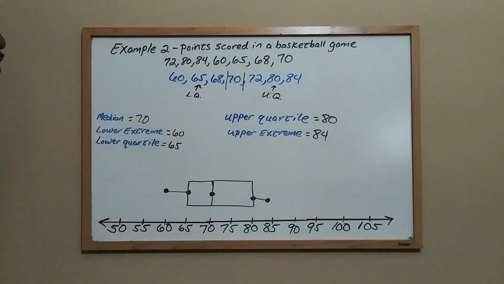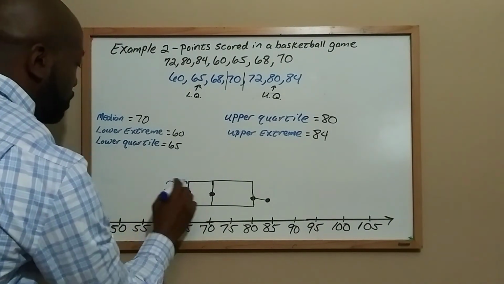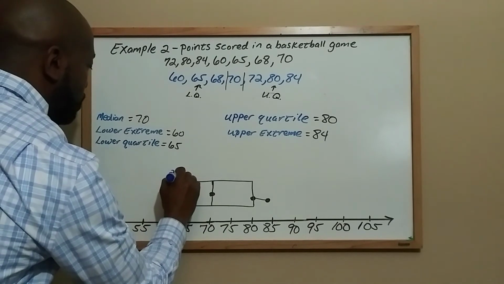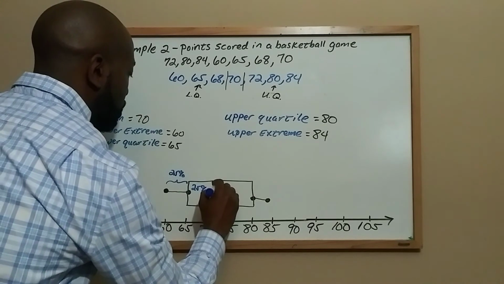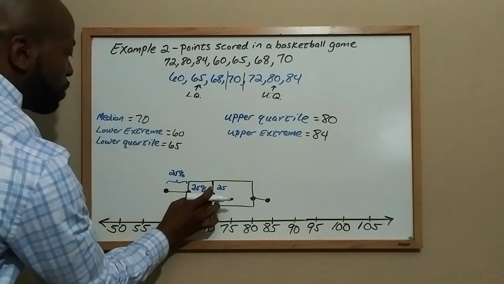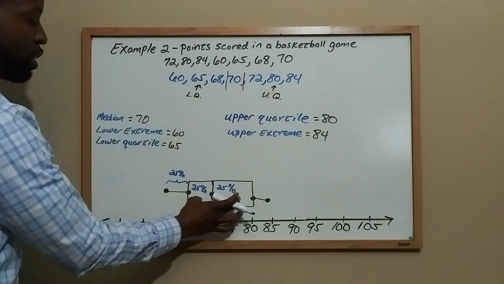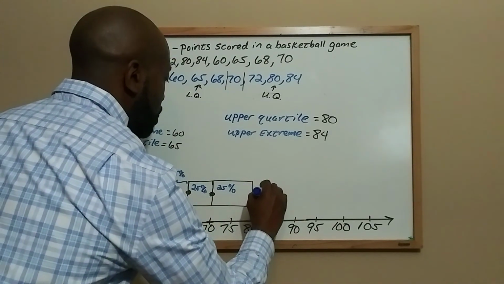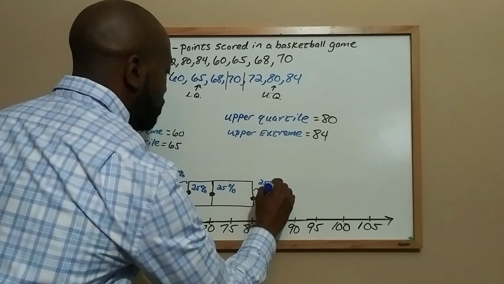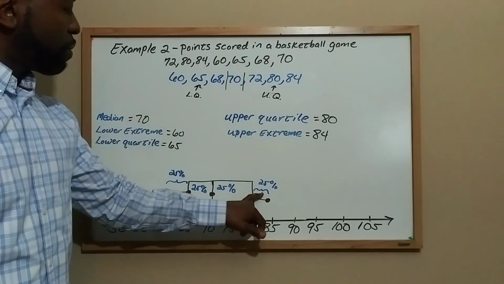So now we can look at it and say, I have 25% of my numbers in the first 2 points. 25% of the numbers connecting the second 2 points and also the third 2 points. So inside of the box, this represents 50% of the data. And the last 2 points represent 25% of the data. Okay.